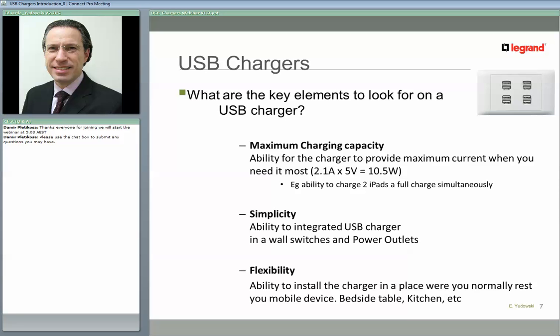Simplicity, the ability to integrate USB chargers in a wall switch or power outlets. We need power everywhere. We need a charger in the kitchen, in the bedroom, sometimes in the living room, in the office. So we need the flexibility to be available in different configurations and different form factors. Flexibility, the ability to install the charger in a place where you normally rest your mobile device, bedside table, kitchen, as I just said before.